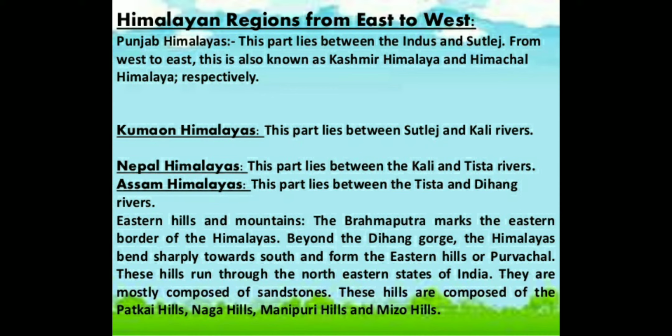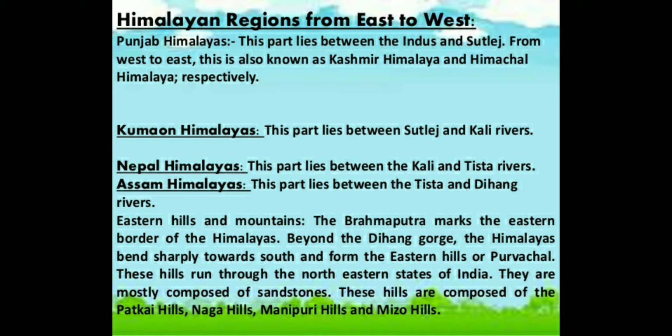Done? So, what is it about the eastern hills and the mountains? Brahmaputra marks the border. I am the border, Brahmaputra says. Okay. And beyond that, you will find Dihang Gorge. The Himalayas bend sharply towards the south. And from the eastern hills or Purbanchal. So what is that Purbanchal? These hills run through the northeastern states of India.